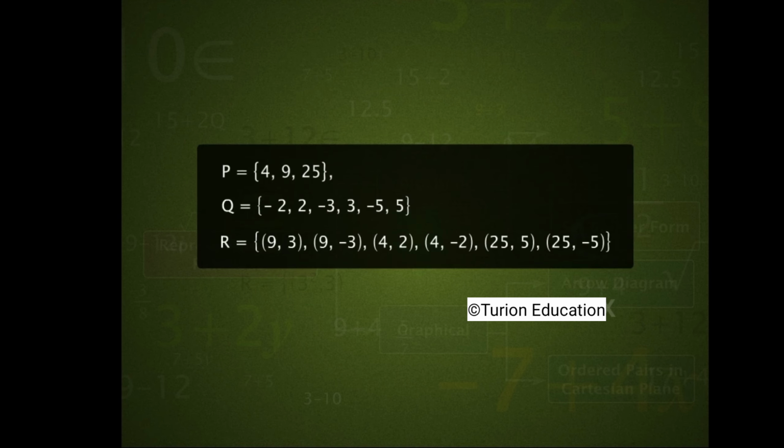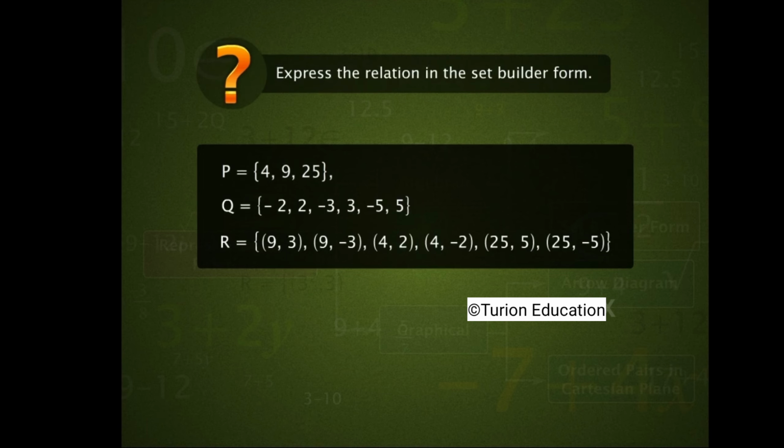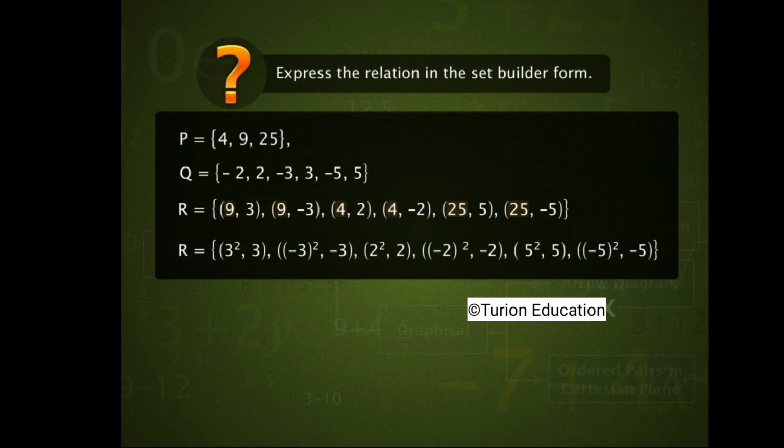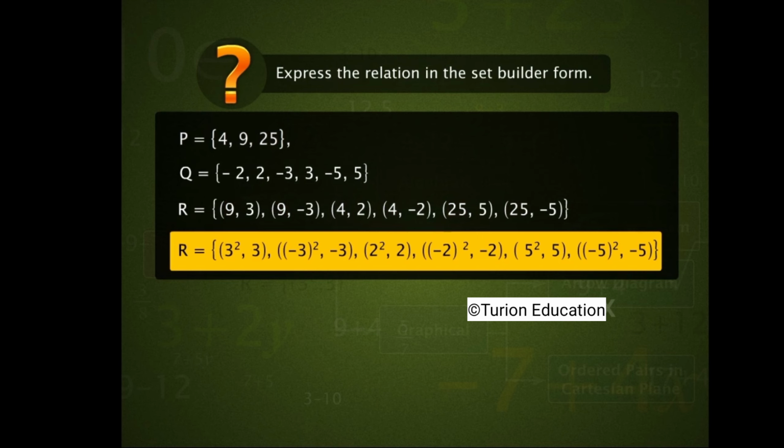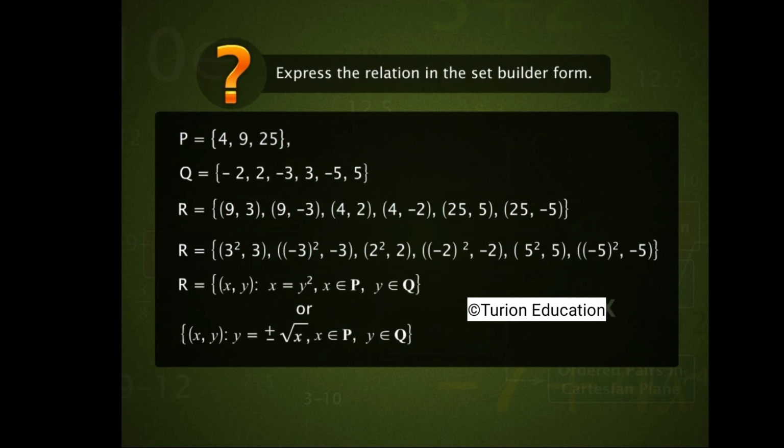Now think of this relation from set P to set Q given in roster form. Let us express the relation in set builder form. Notice that the first element in each ordered pair is the square of the second. This observation helps us to write the relation in the set builder form as a set of ordered pairs (x, y), where x is the square of y, or y is plus or minus square root of x.